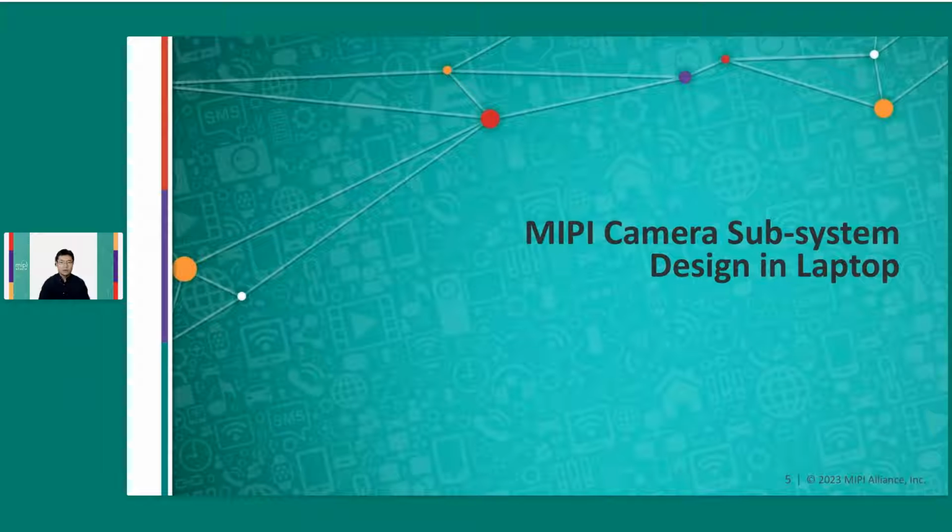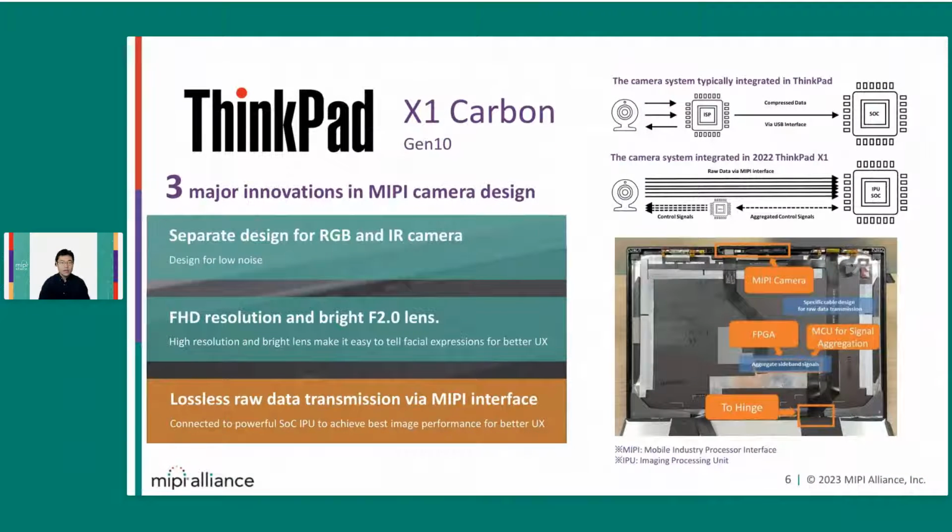So we're talking about MIPI camera subsystem design in laptops. It's not easy because we have several pain points here. You can see the traditional camera system in the laptop. In the diagram above, it shows the camera system so far is a tiny camera that uses an ISP, compresses the data, and connects via a USB interface to the SoC. So it's a traditional way and very simple from the system design point of view.